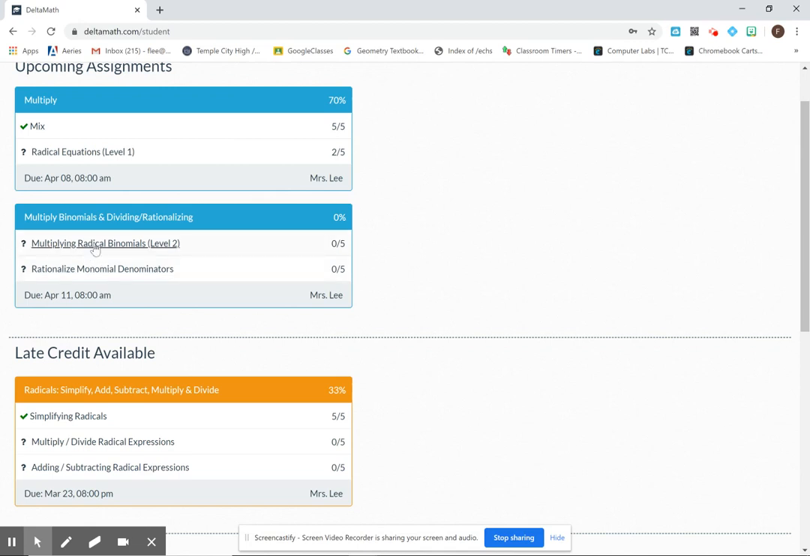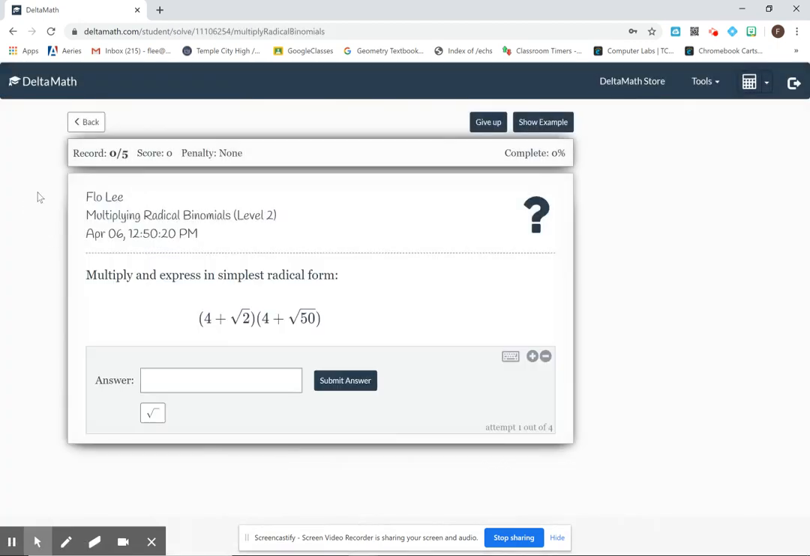So I'm going to start at the top one right here. I'm going to click on this. All right, and it's loading up here. I just want to show you everything that you have in DeltaMath, some of the tools that are here for you. The first thing you should do is read this, right? Here's your record, meaning there are 5 problems and you've done 0 of them, okay? Another thing to notice here is penalty. There is no penalty for this particular assignment that I'm going to give you.